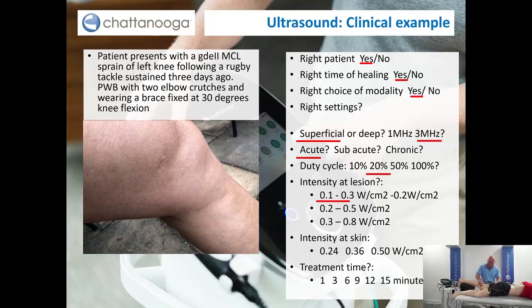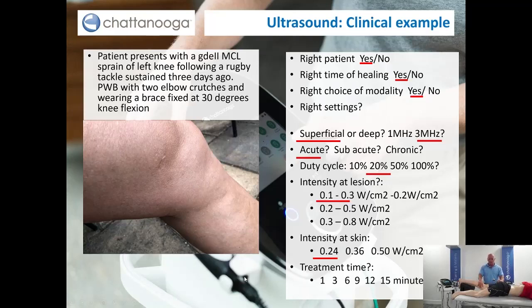That's not at the skin, because as soon as it goes through the skin, that sound wave is going to attenuate. We have what's called a half-life value. That is the depth at which half of the intensity you put in at the skin occurs. So in order to get 0.2 watts per centimetre squared, we're going to dial into our machine 0.24 watts per centimetre squared.